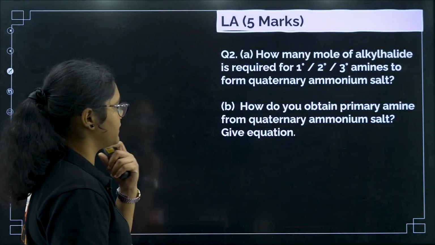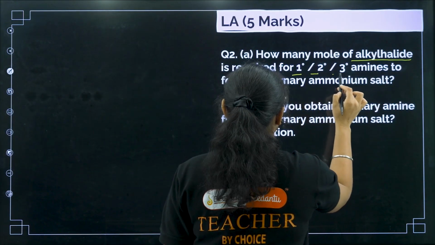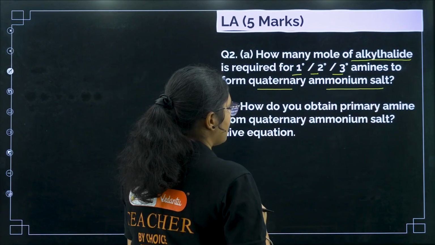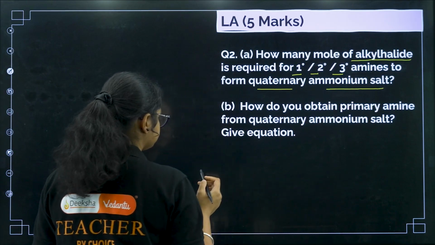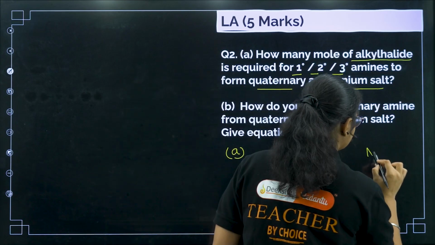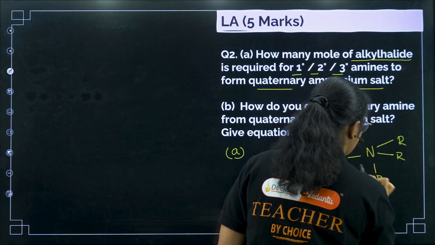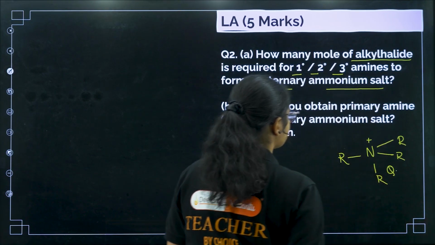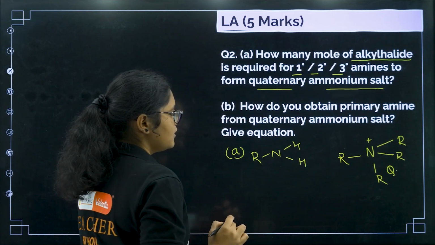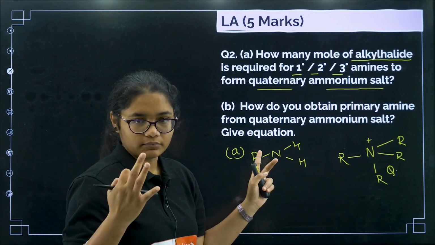Now let us move towards the second question here. How many moles of alkyl halide, okay, is required for primary, secondary and tertiary amines to form quaternary ammonium salts? Okay, so now see here, for quaternary ammonium salts you have like N is replaced with 4 groups, okay, 4 R groups should be there, then we call it as quaternary salt. Now if you have primary amine, okay, that means RNH2, right? If you have primary amine, then how many groups are required? You need 3 more, right, to make it quaternary.